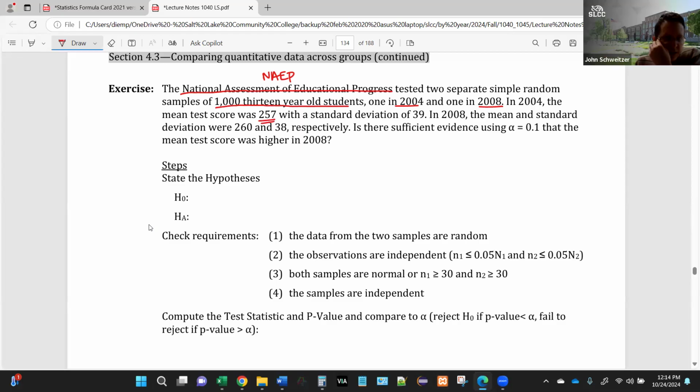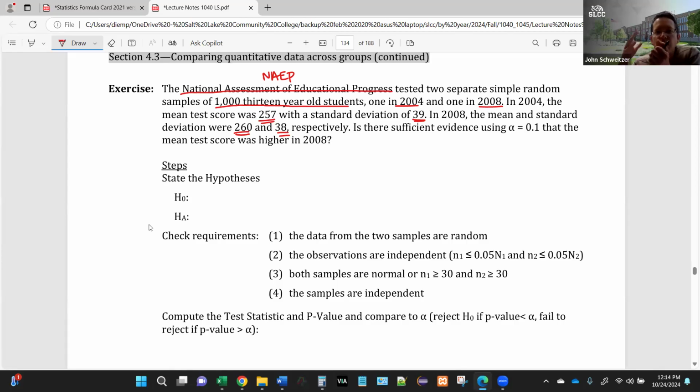But again, not everybody gets the same score, right? Some are going to get higher, some are going to get lower. So there's spread in the population, and we measure that with standard deviation. And in 2008, the mean was 260 with a standard deviation of 38. Okay, so the question is: is there sufficient evidence that the mean test score was higher in 2008? The sample mean was higher. It went from 257 up to 260, but is that really significant? Or is it statistically significant?